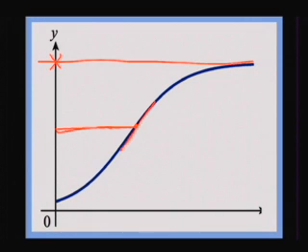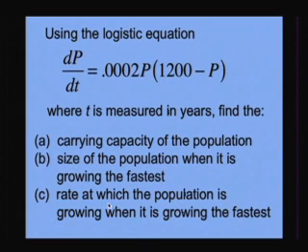Let's work an example of where we can use this equation and this graph to help us solve a logistic equation problem. Let's say that we have dP/dt is equal to 0.0002 P times 1200 minus P, where t is measured in years. First, find the carrying capacity of the population, find the size of the population when it's growing the fastest, and find the rate at which the population is growing when it is growing its fastest.